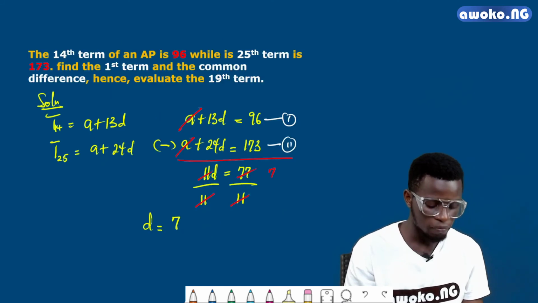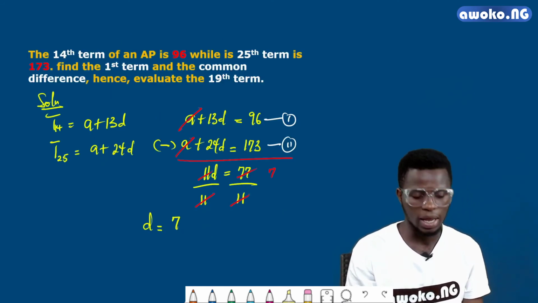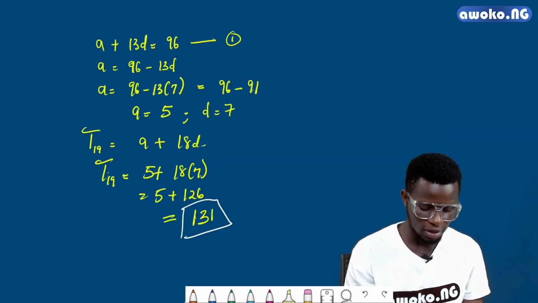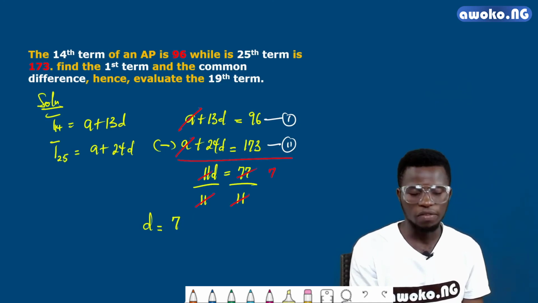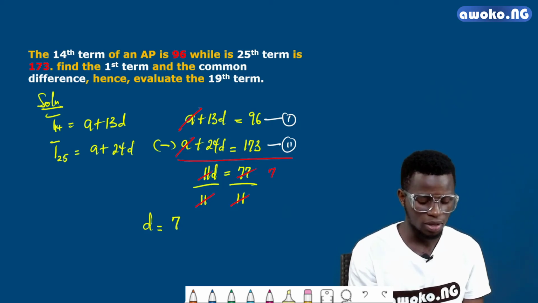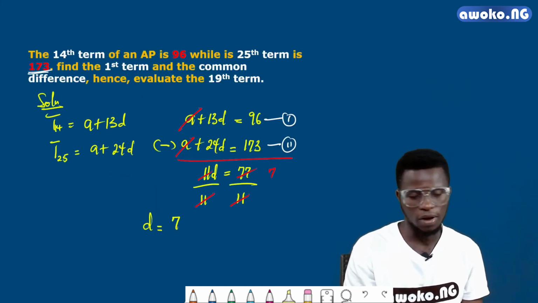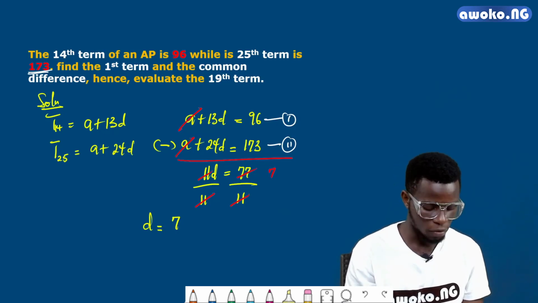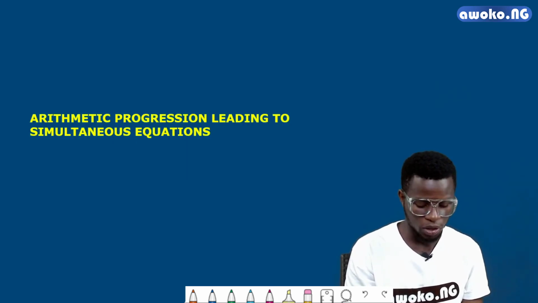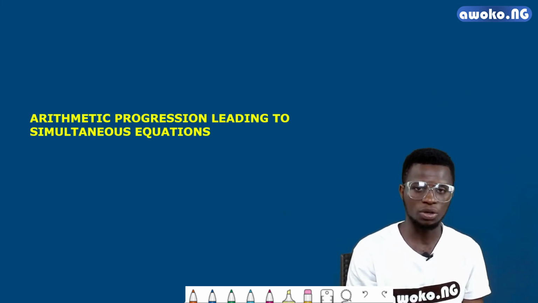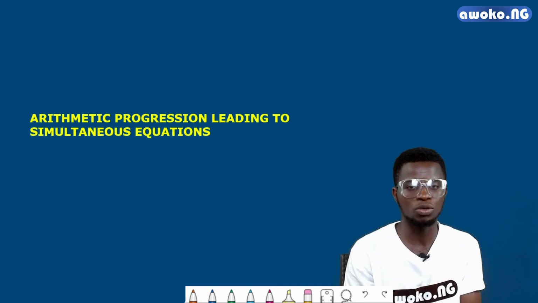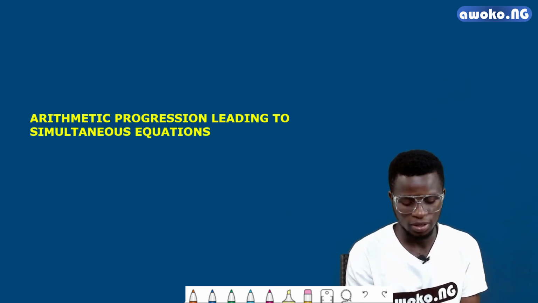So when T14 is equal to 96, T19 is equal to 131, and T25 is equal to 173. Of course, this is logically correct because T14 should be less than T19 and T19 should be less than T25. So this is how we can solve problems under arithmetic progressions leading to simultaneous equations. I'm sure by now you should be able to tackle any problem under these aspects.